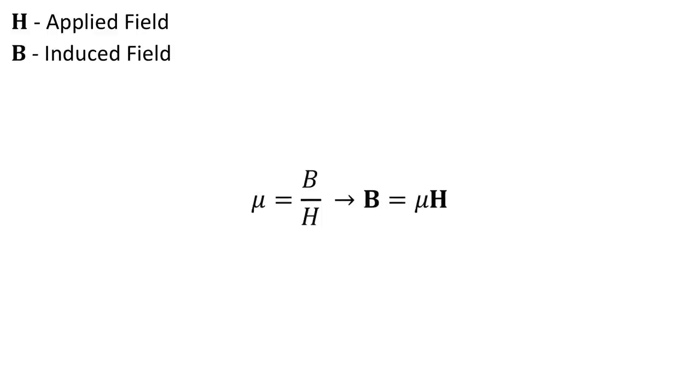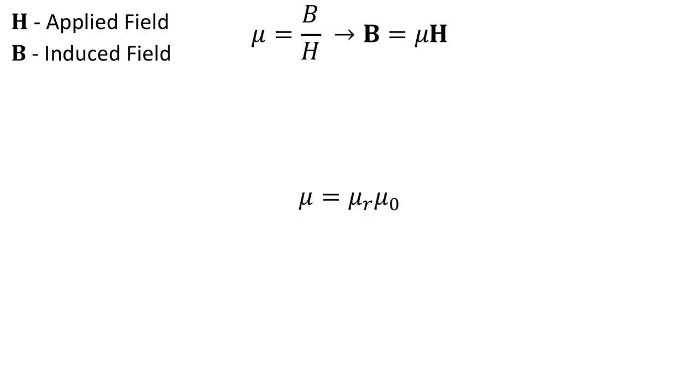Okay, magnetic permeability. This is a measure of a material's response to an applied magnetic field. When you apply an external field, H, there is a field inside the material, B. The magnetic permeability of the material is given by the ratio of the B field and the applied H field. The absolute permeability of a material is often expressed in terms of the permeability of a vacuum multiplied by some factor called the relative permeability. Then we also have the magnetic susceptibility, which indicates how the magnetization of the material responds to the applied field. The magnetic susceptibility is given by the relative permeability minus 1, and the magnetization of a material responds to the applied field according to this expression.